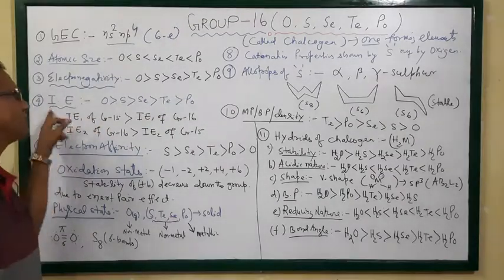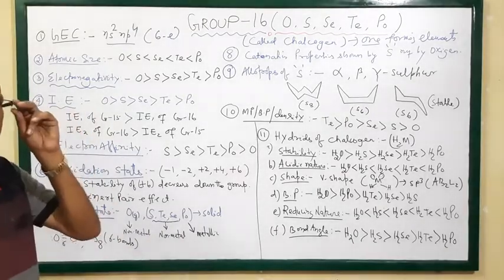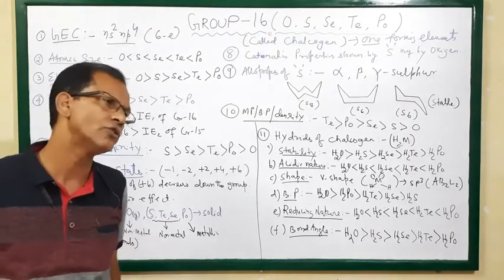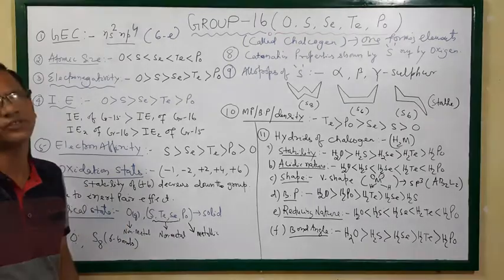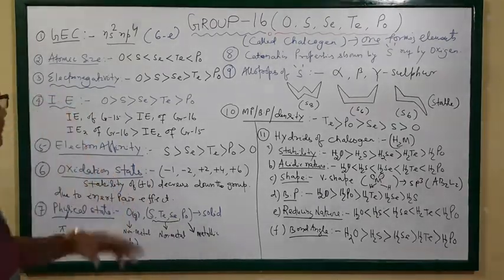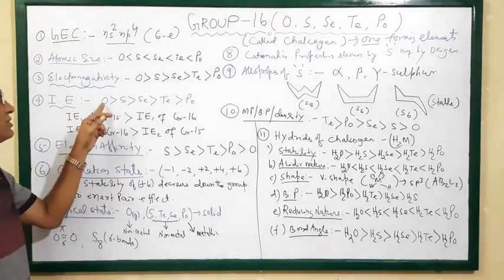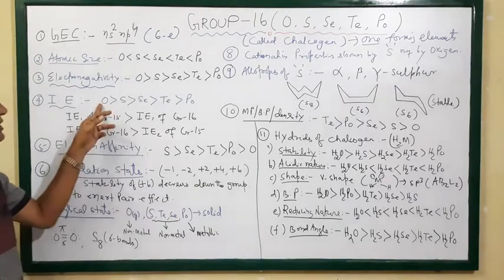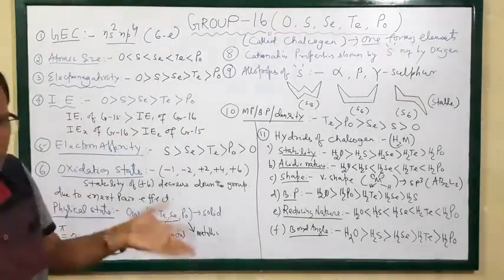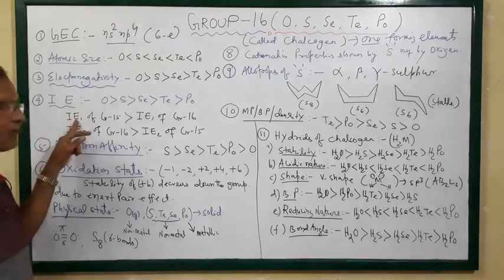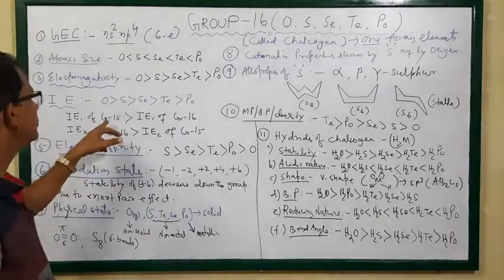Then ionization energy. The ionization energy of group 15 elements is greater than group 16, because we have already discussed that group 15 has stable electron configuration due to half-filled p subshell. Within group 16, oxygen will be highest due to small size, and polonium lowest due to largest size. The first ionization energy of group 15 will be greater than that of group 16 due to stable electron configuration.